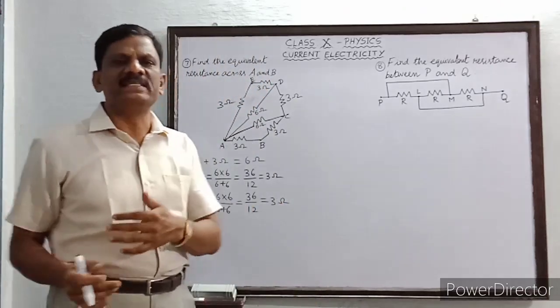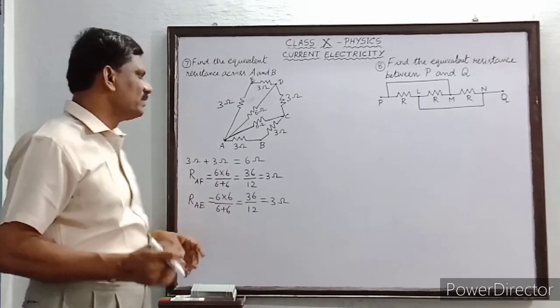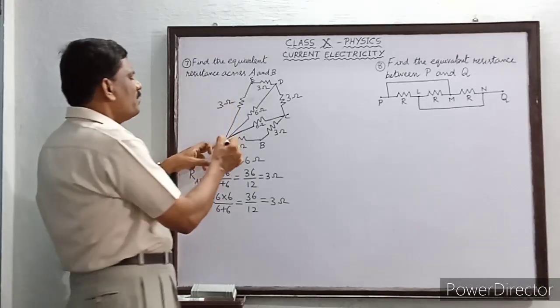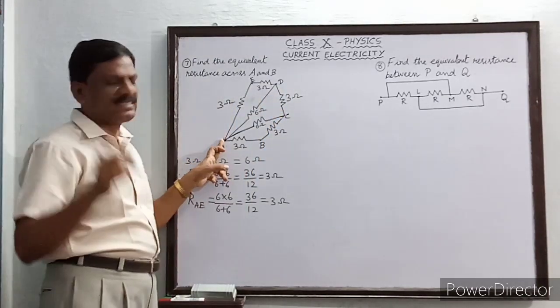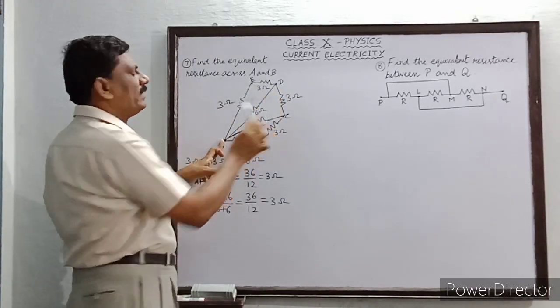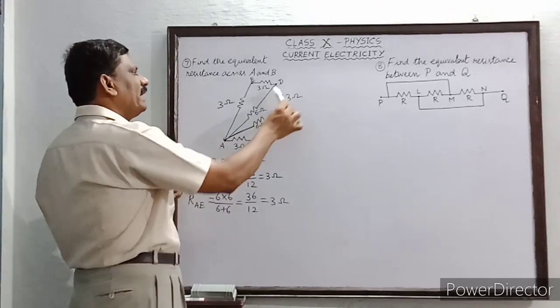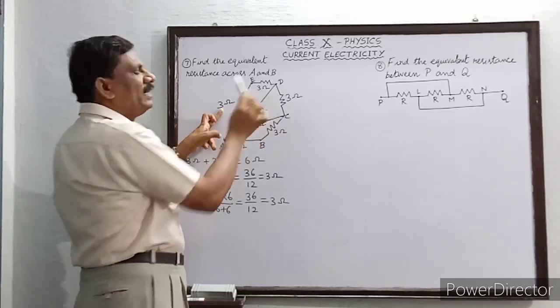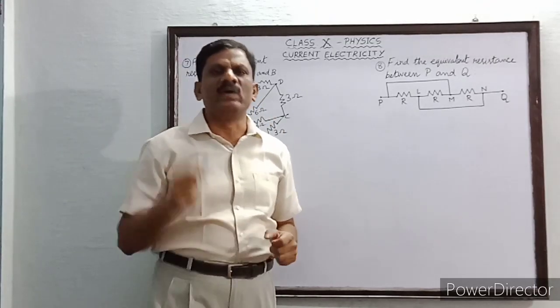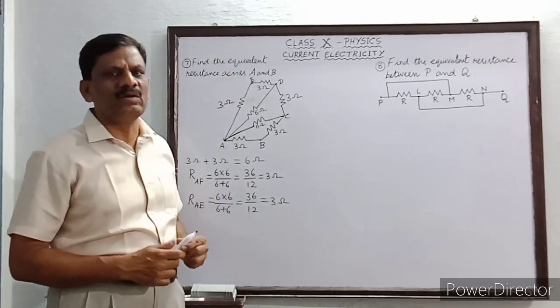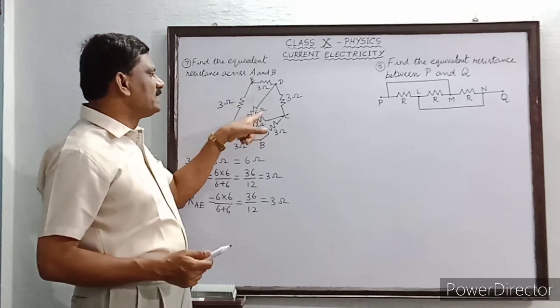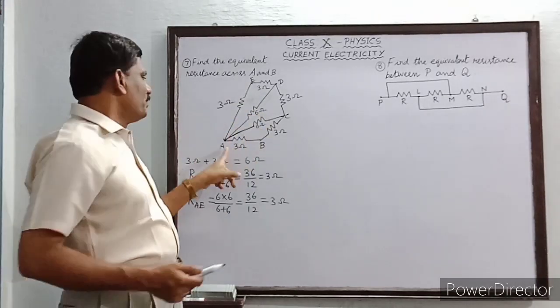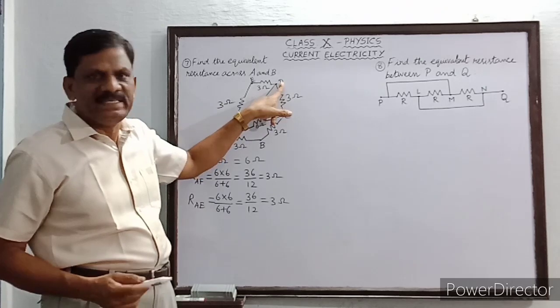Now third and fourth are sequential steps only. You can guess the values. Again you see that you go between A and D. How many resistors are there? 1, 2 and 3 resistors. So between A and D, if you go through AE and ED, 3 ohm and 3 ohm are in series. So what is the effective resistance? 3 plus 3 is equal to 6 ohm. And that 6 ohm is in parallel with another 6 ohm. Between which two points we are considering is AD.